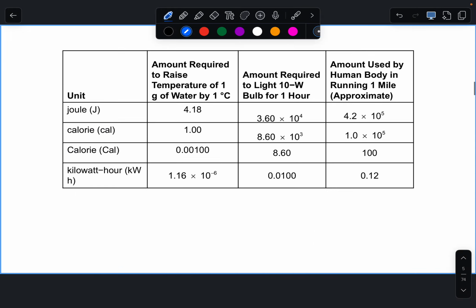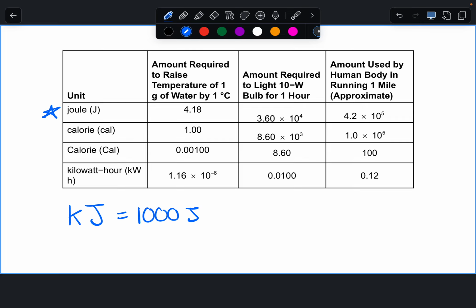Okay, quick note about energy units. There's quite a few different ones that we use. Joules or kilojoules is going to be the most frequent. So make sure that you can convert kilojoules to joules, right? This is just normal metric conversions, 1,000 joules per kilojoule.